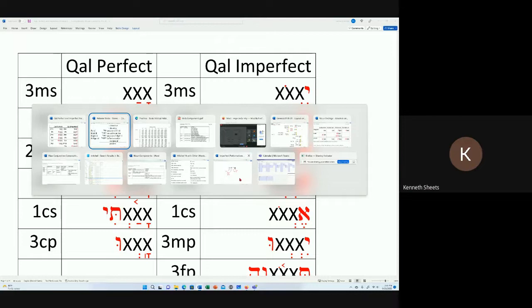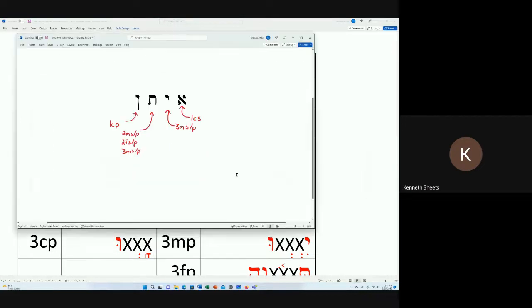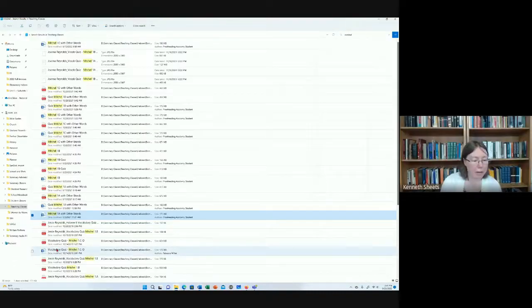Can you make your cursor larger? It's very, very small on the screen. Okay, let me see what I can do there.